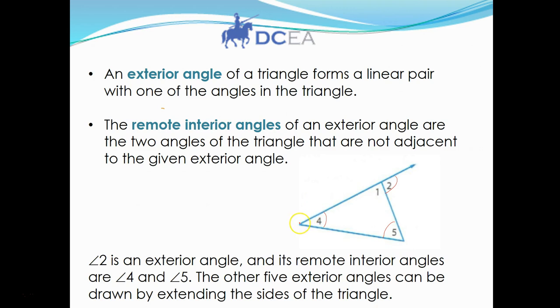You can extend each one of these sides, and you will create a new situation with a different exterior angle and different remote interior angles. The other 5 exterior angles can be drawn by extending the sides of the triangle.